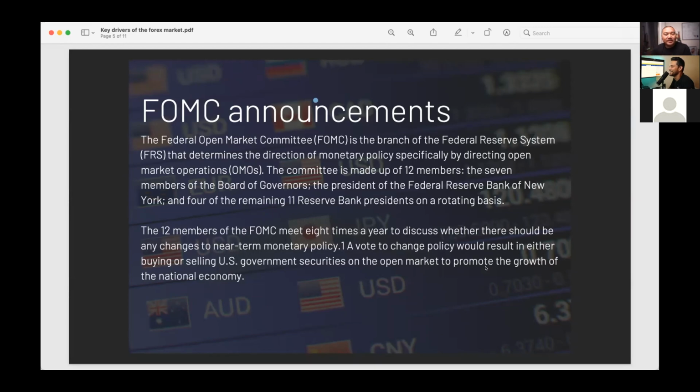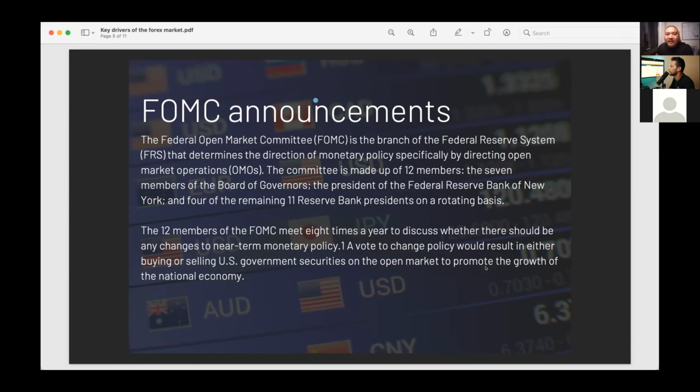So that's one driver. We've got NFP reports. FOMC, the Federal Open Market Committee, is a branch of the Federal Reserve System, the Fed, right? And it determines the direction of monetary policy, specifically by directing open market operations. They're made up of 12 members: 7 members of the Board of Governors, the president of the Fed, so I think that's Powell, Jerome Powell, and then you've got 4 remaining Reserve Bank presidents on a rotating basis. So I guess it's a good mix. We've got 12 head honchos, and they're controlling the way that the money flows.